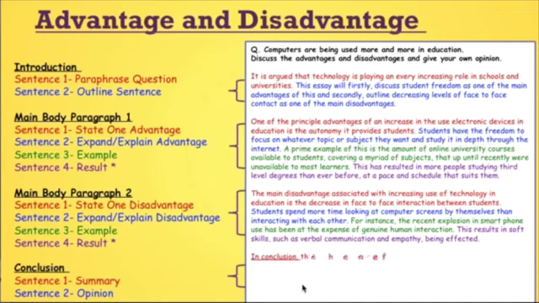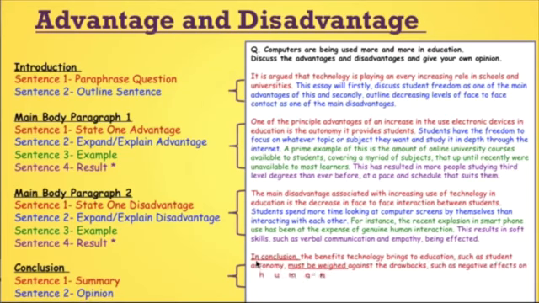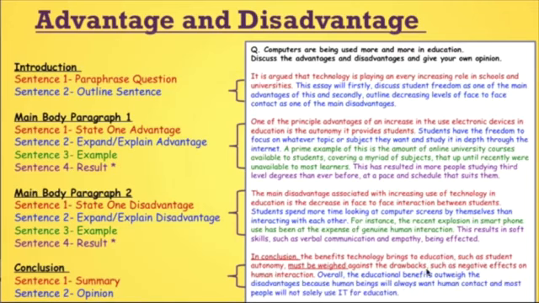So in conclusion, you summarize it and then you give your own opinion. In conclusion, the benefits technology brings to education, such as student autonomy, must be weighed against the drawbacks such as negative effects on human interaction. So notice this, that in the concluding line, you're summarizing it by saying what you have written in body 1 and body 2. Body 1 was about student autonomy, and that should be weighed against negative effects on human interaction, which is what you discussed as a disadvantage. So you write the advantage and disadvantage, and then you write your personal opinion.